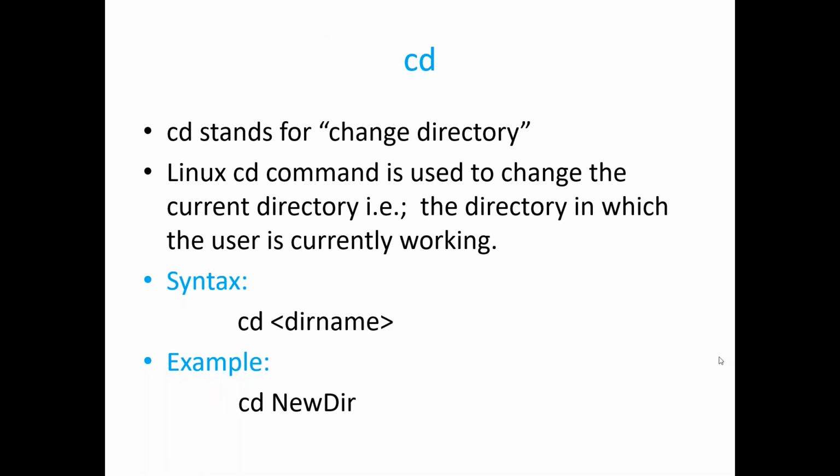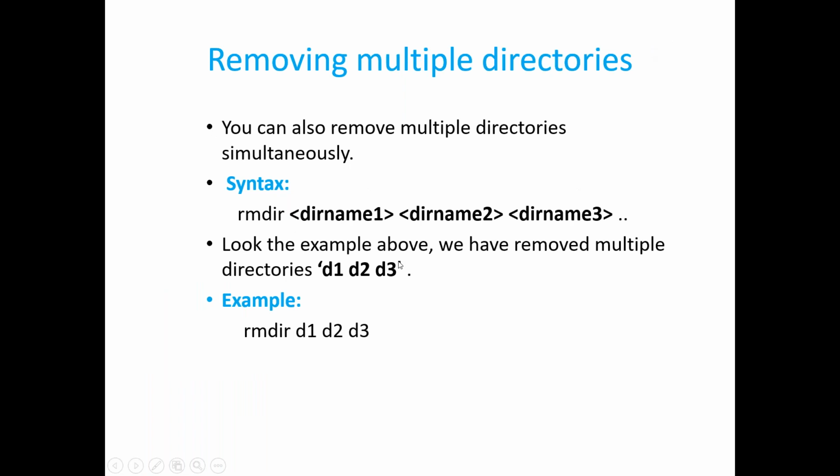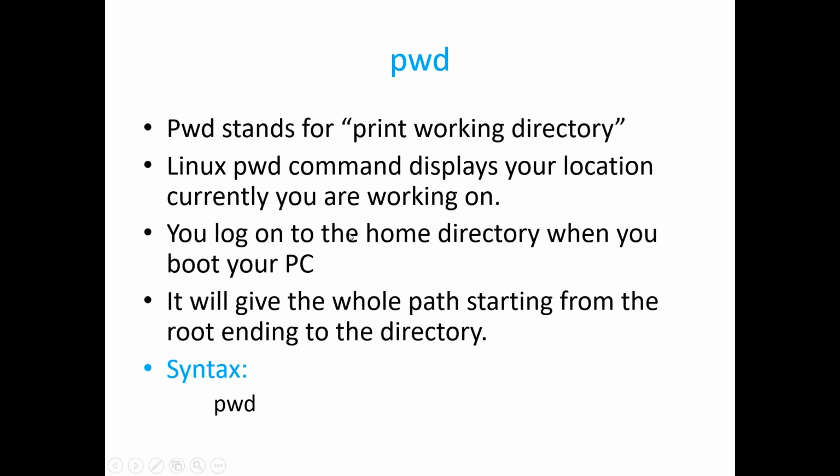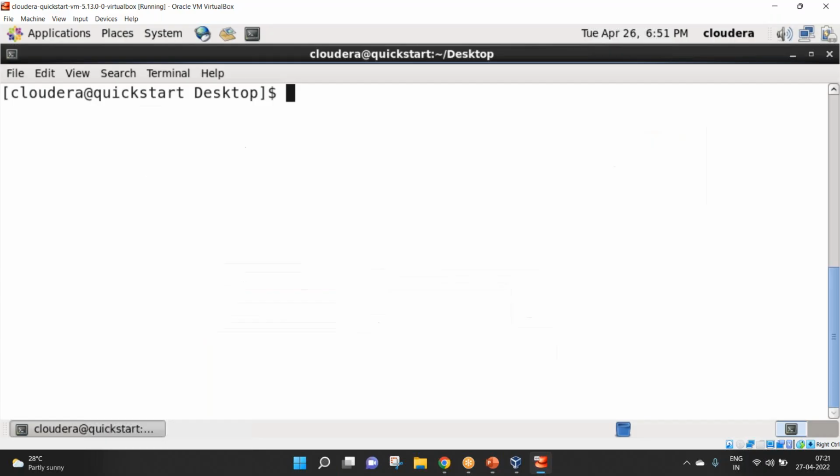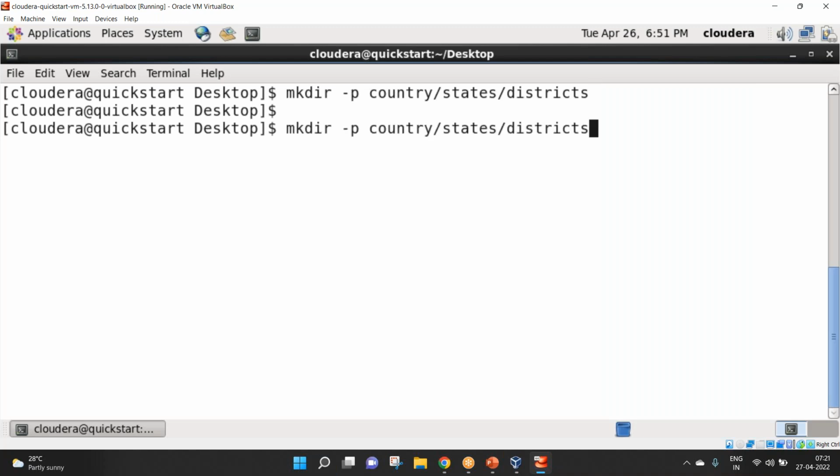Meanwhile, I have got another question in the chat: can we remove multiple non-empty directories? Yes, that's what I've told, right? I'll go back to that slide. These are all the empty directories. Multiple non-empty directories, yes, we can do that. Let me show that quickly with hands-on. I'll quickly create the same directory structure, and I'll also create another directory structure.